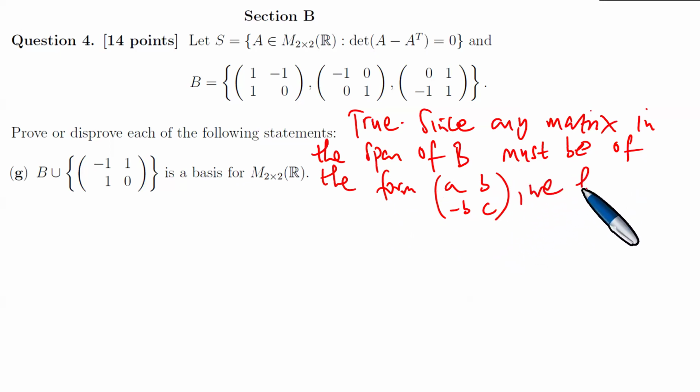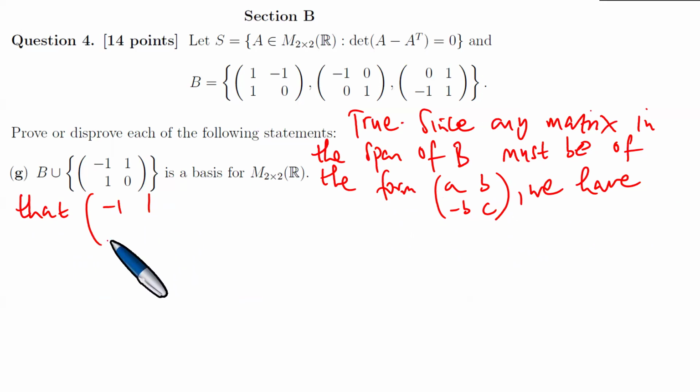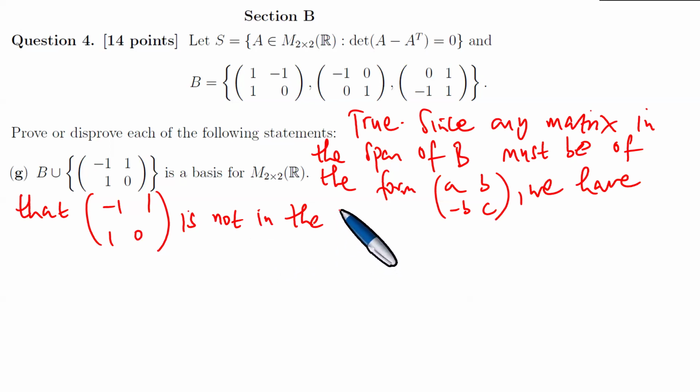We have that. Right, so we have that. Minus 1, 1, 0 is not in the span, okay? So you can use this description. It's not in the span. So we can use these to say it's not in the span of B.